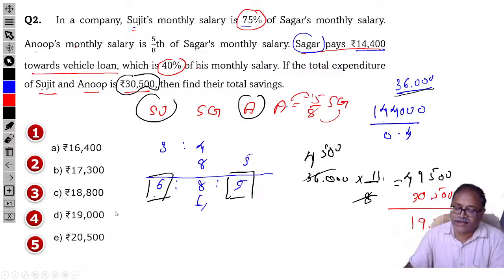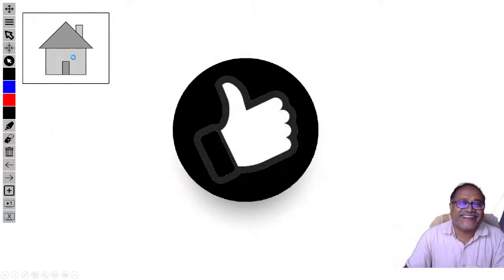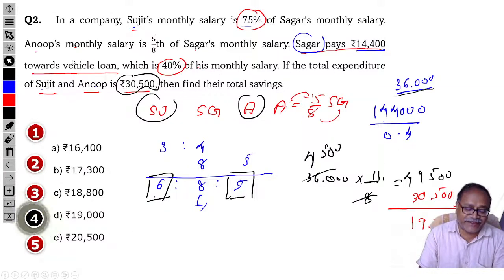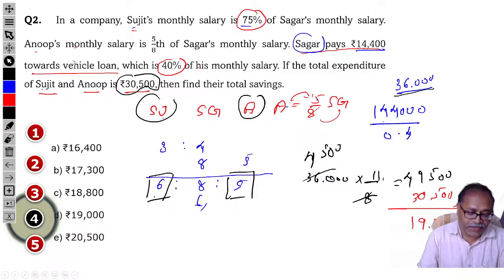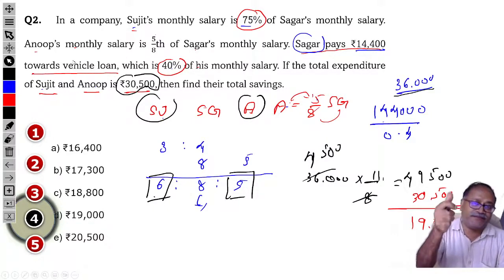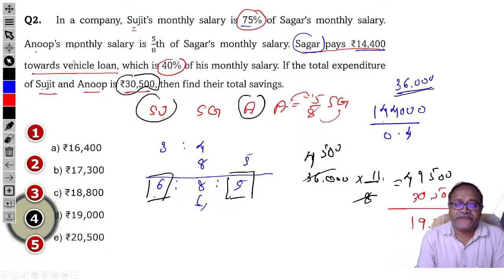Yes, that's right, Aman. Let me check that option D. That's right. You are great. I really enjoy your presence. Nilambar, option D, my young friend. Next question. This was question number 2.